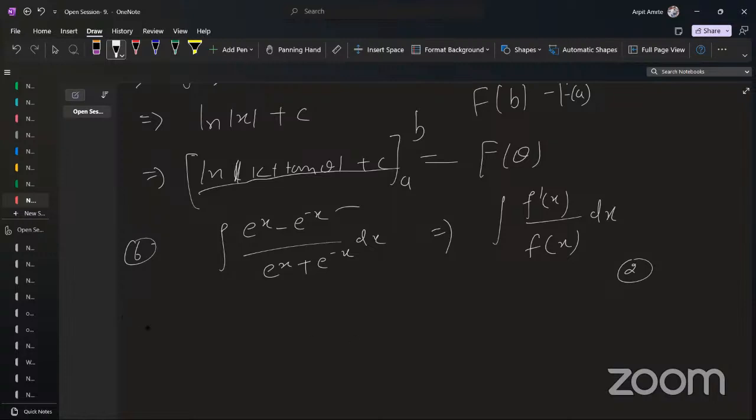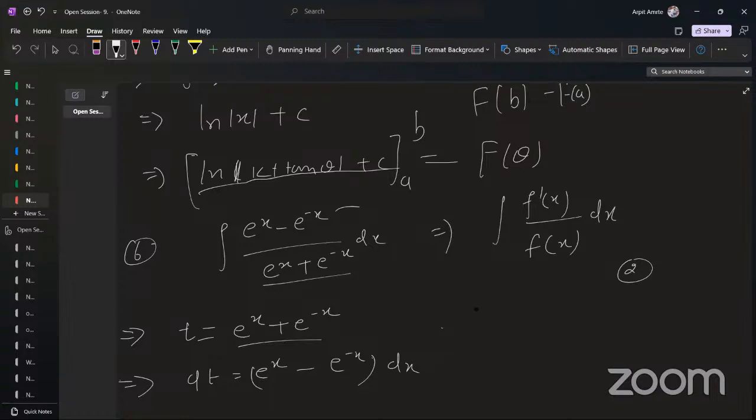Okay, Suraj. What we will take here is t equals e raised to the power x plus e raised to the power minus x. I am looking at the denominator only. So if I put t equals this function, what will be dt? What is the differentiation of e raised to the power x? It will be e raised to the power x only. And e raised to the power minus x gives minus of e raised to the power minus x, into dx.